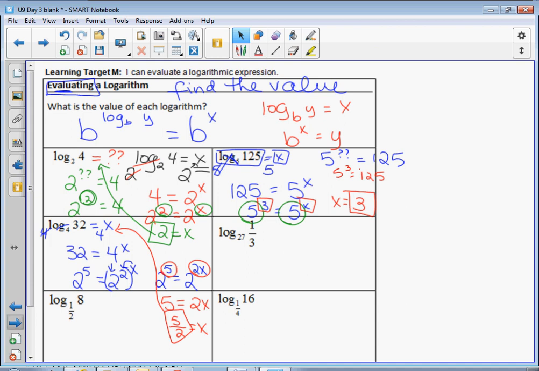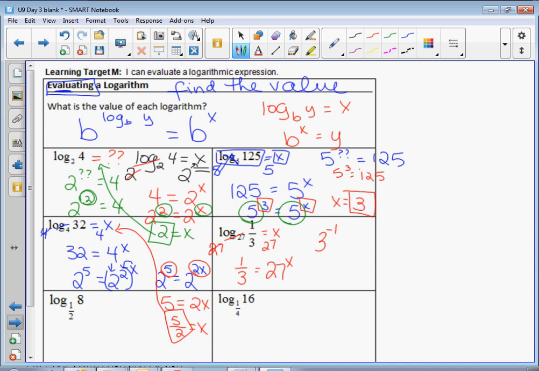Log base 27 of 1/3. What does that equal? We have a base of 27. Let this equal x. So we have 27 to the x power on the right. 27 and log will cancel. 1/3 equals 27 to the x. Let's convert these so they have the same base. 1/3 I could also write as 3 to the negative 1 power. 1/3 is the same as 3 to the negative 1 power.